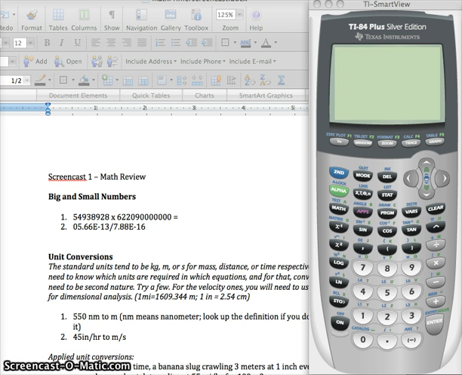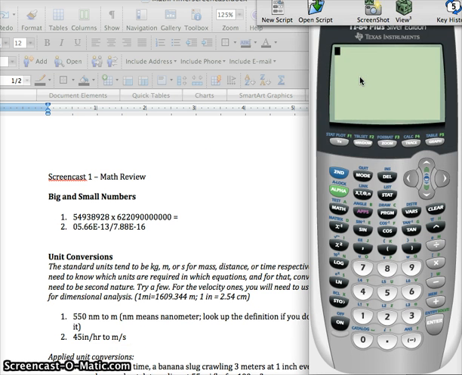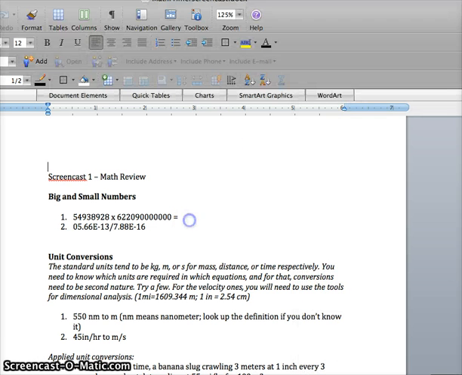Now, if you've got a TI-84 or something like that, I've tried to put here on the screen, and all you see are big numbers like that without any scientific notation, you can just enter them. So 549.38928 times 62209, and I think if you count you'll see there's 7 zeros, 1, 2, 3, 4, 5, 6, 7. Enter, and you get 3.41 e to the 19th.